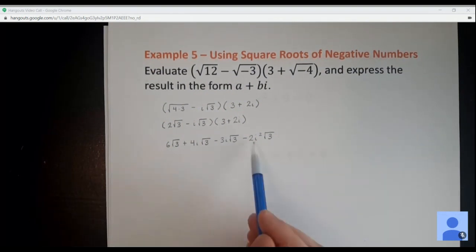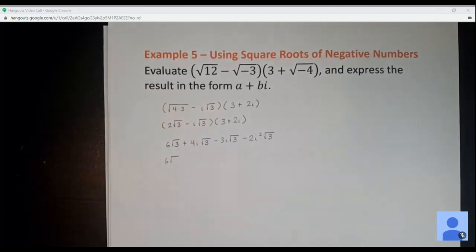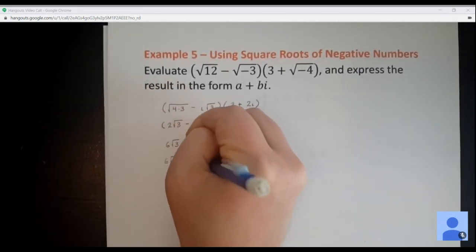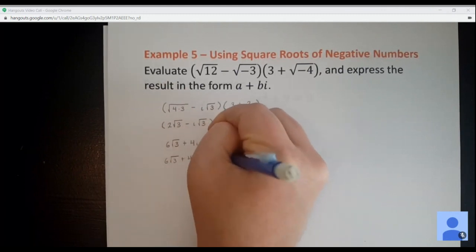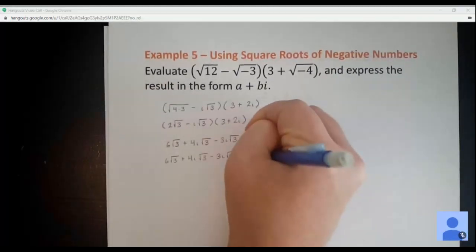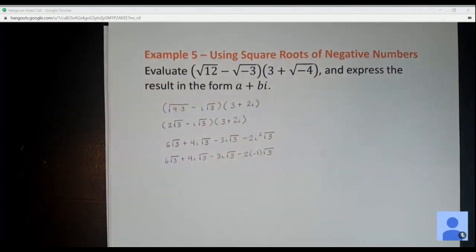Okay, so now we know i squared should be equal to what? Good, negative 1. So I'm just going to go in on my next step and change that i squared to a negative 1. That's negative 2 times negative 1 times the square root of 3 now. And now we can start combining like terms.